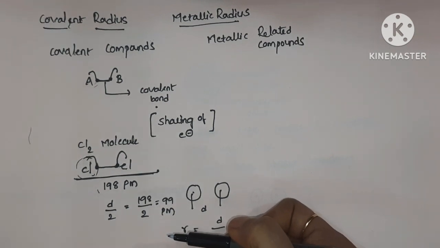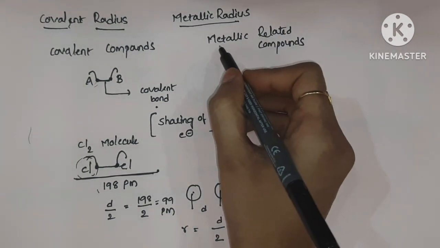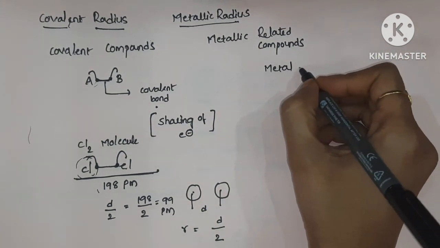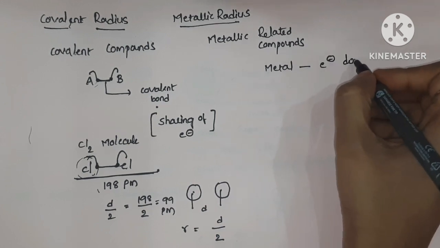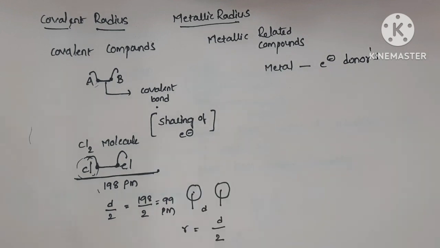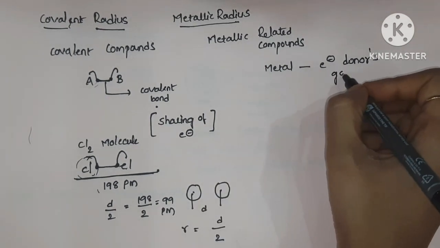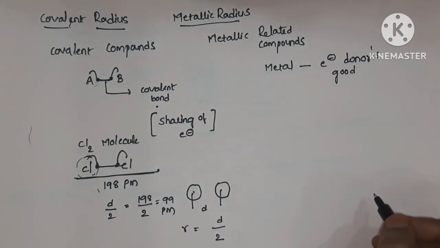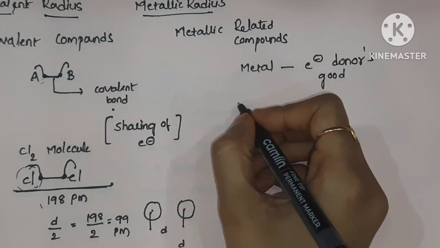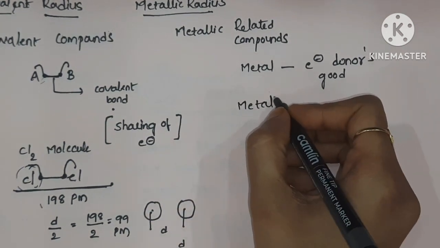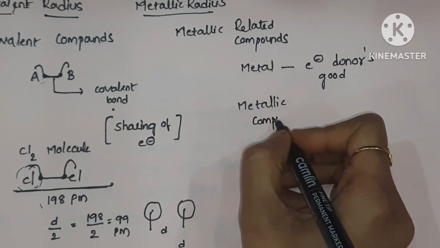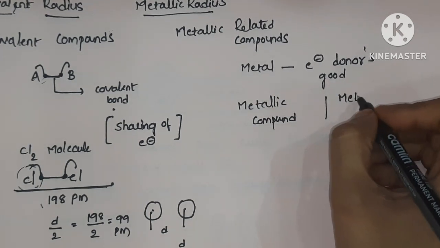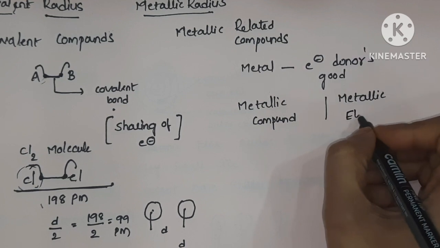Let us discuss the metallic radius. What is metallic? Metals have a special property, that is, they are electron donors. Metals are always electron donors, very good electron donors. So metallic compounds and metallic elements. What is the difference between a compound and an element?